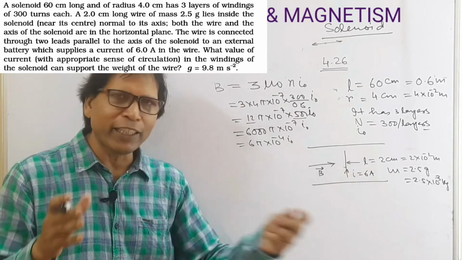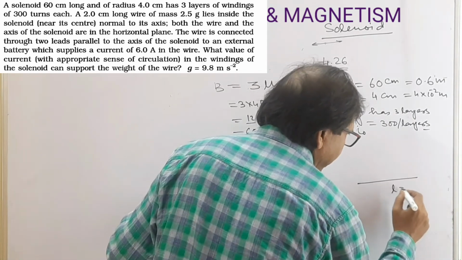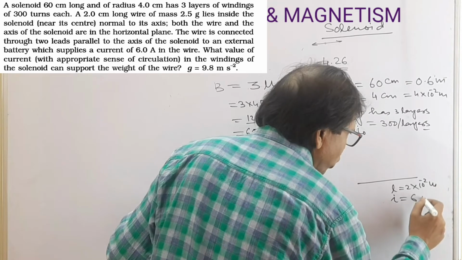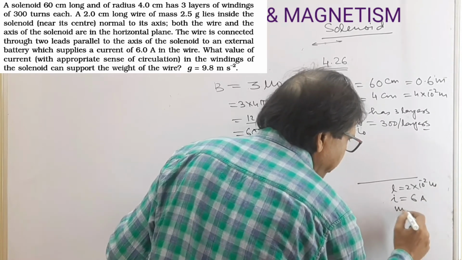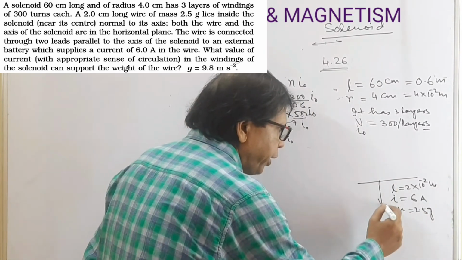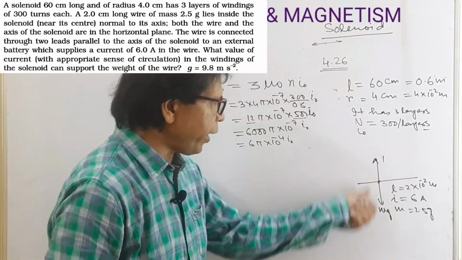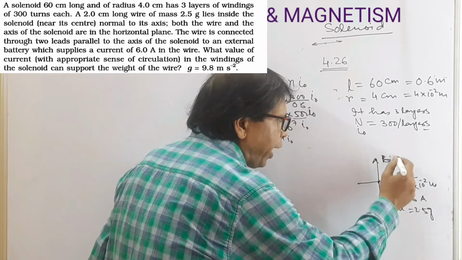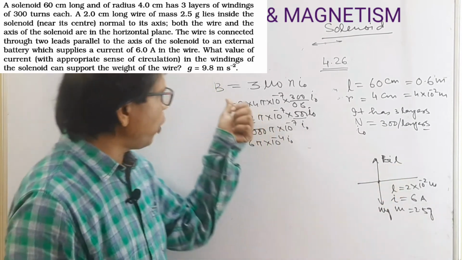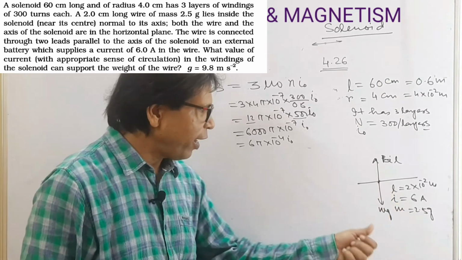Okay. As this wire is in equilibrium, the wire of length L equal to 2 into 10 to the power minus 2 meter, carrying current I equal to 6 ampere and weight M equal to 2.5 gram will be in equilibrium if the weight mg is equal to the magnetic force BIL. Now look at this. This is the B, this is the I and this is the L. Okay, and this is the mg.